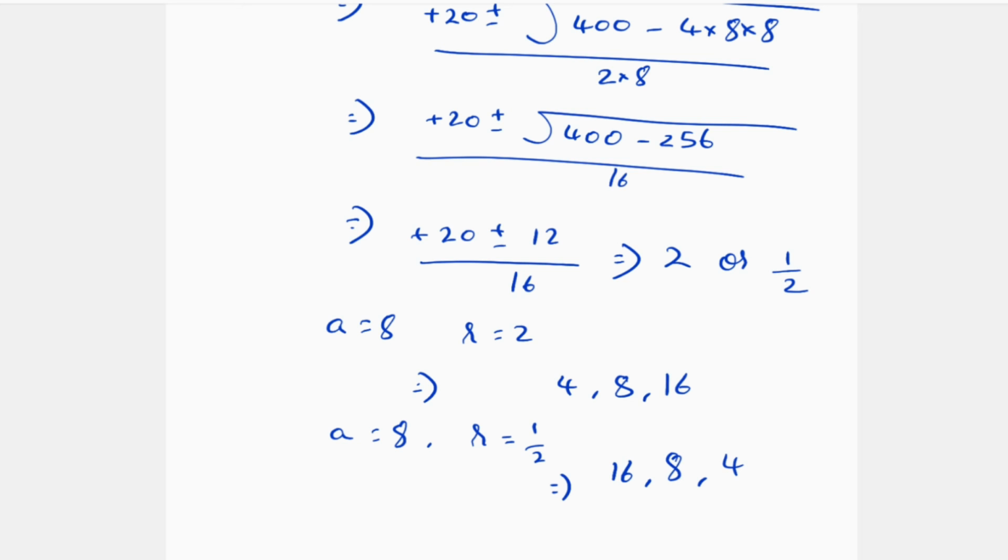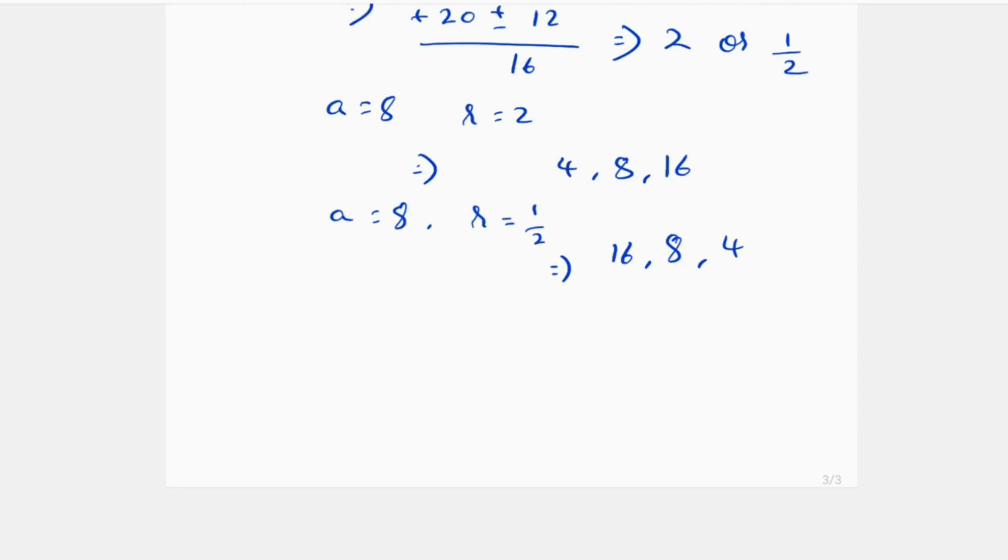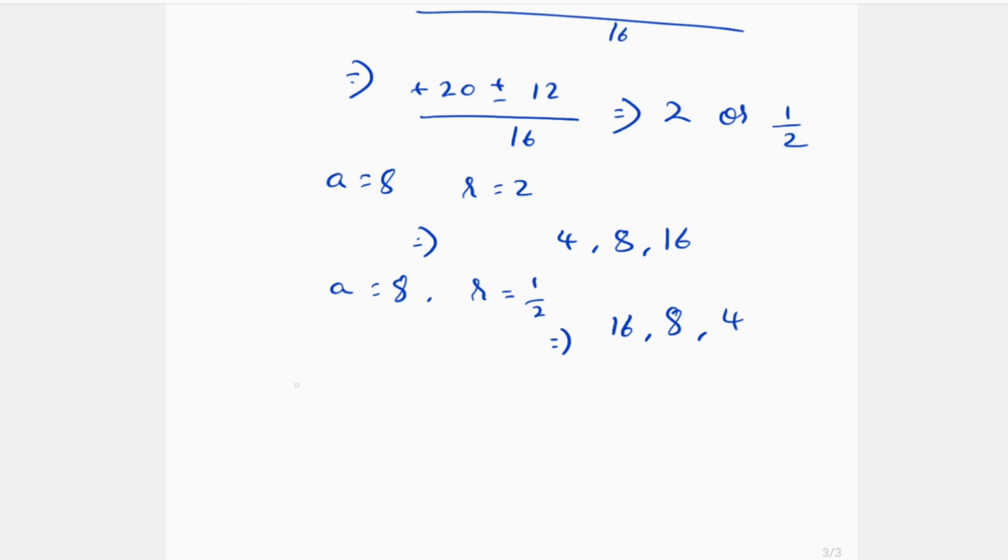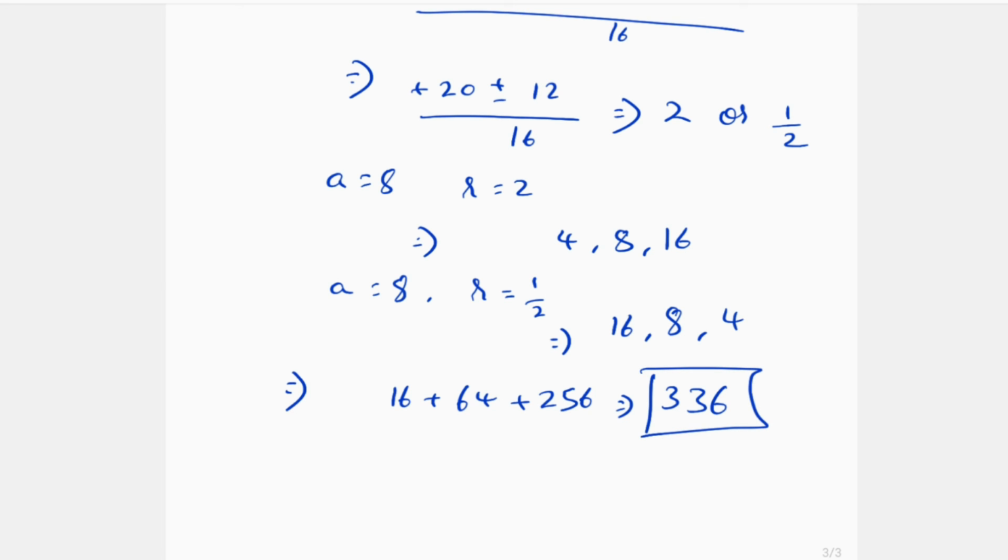Both are valid. Now, the question is, they are asking us what would be the sum of the squares of the original numbers. Now we have got the original numbers, we just need to square them up and add them. 4 square is 16, 8 square is 64, 16 square is 256. Adding them, we get 336 as the answer. This is the solution for the given problem.